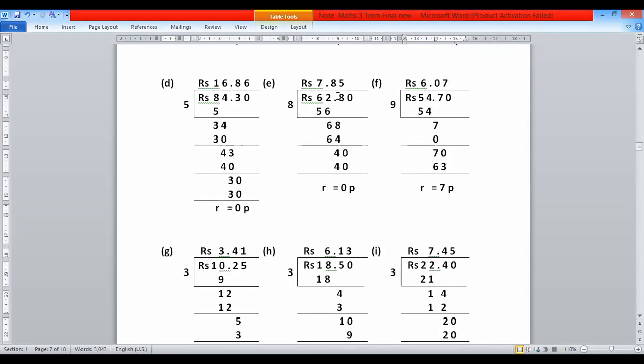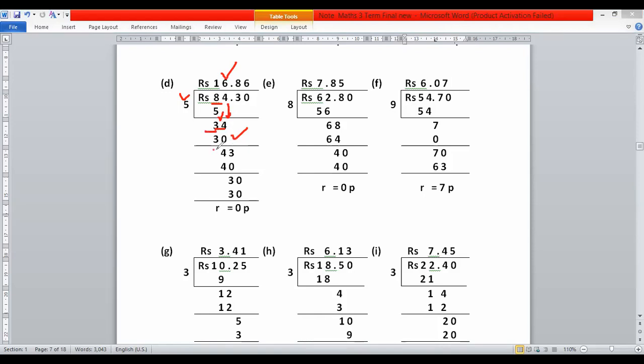Part D, E, and F. The answers are written in front of you. So here 84.30 divided by 5. So first of all, we divide 8 by 5. 5 ones are 5. So after that, subtract 5 from 8, we get 3, and then shift 4. So we get 34. Now we divide 34 by 5. 5 times 6, we get 30. 30 is smaller than 34.